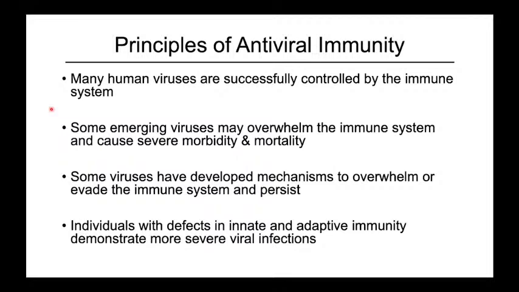And then it's already been shown using the case study of HIV/AIDS that people with defects in adaptive immunity demonstrate more severe viral infections, but there are also people with defects in innate immunity who would develop severe viral infections. For those with defects in innate immunity, most of them tend to be the primary immunodeficiency disorders, which we will discuss on another date.